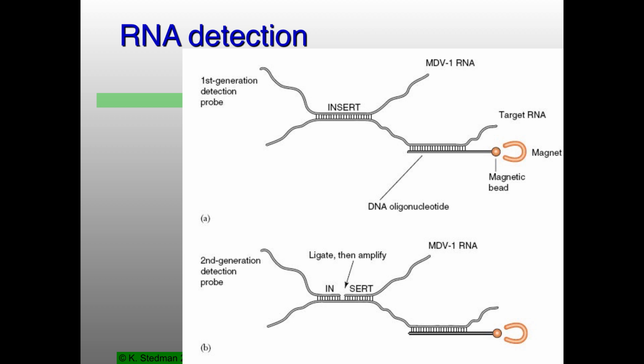Does that make a little more sense? I think I did a really crummy job of talking about this the first time around. So it's just a way of detecting that you've got something in your sample, and the way that you've detected it is you've got this MDV RNA, which can base pair to it. If it base pairs to it, it means it's there, and you use the Q-beta to amplify it.